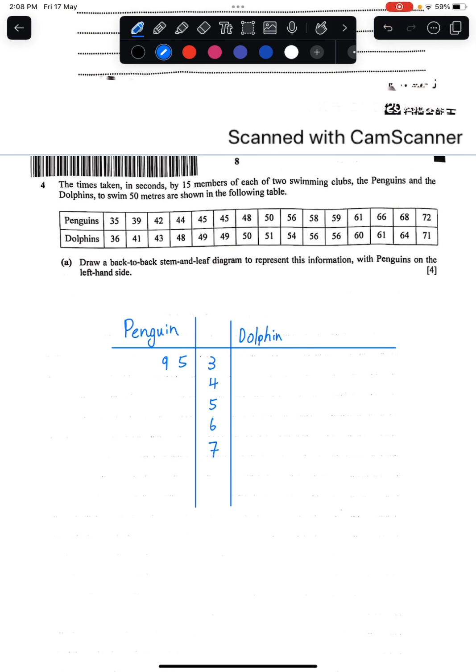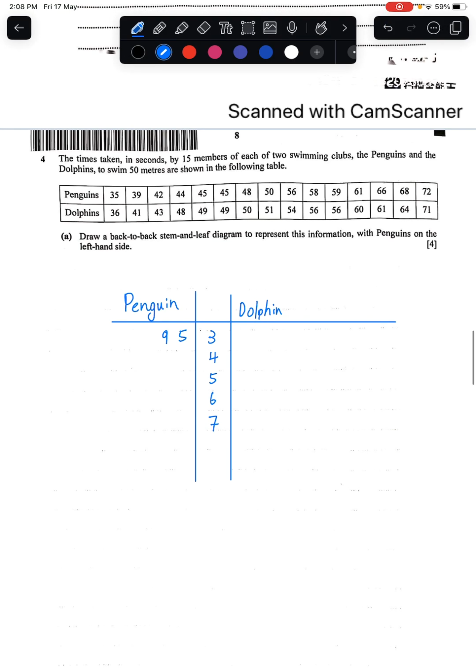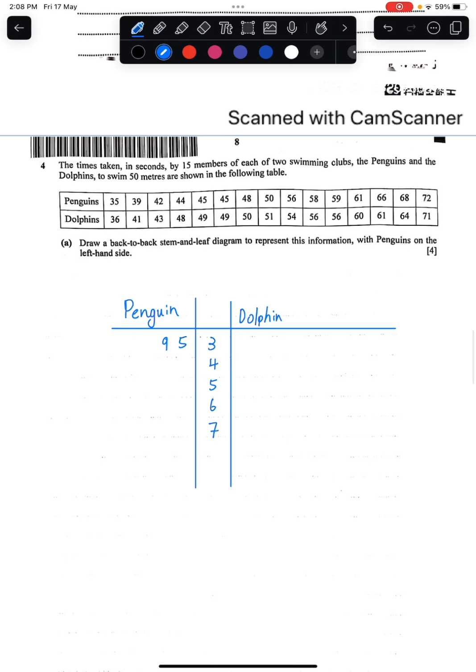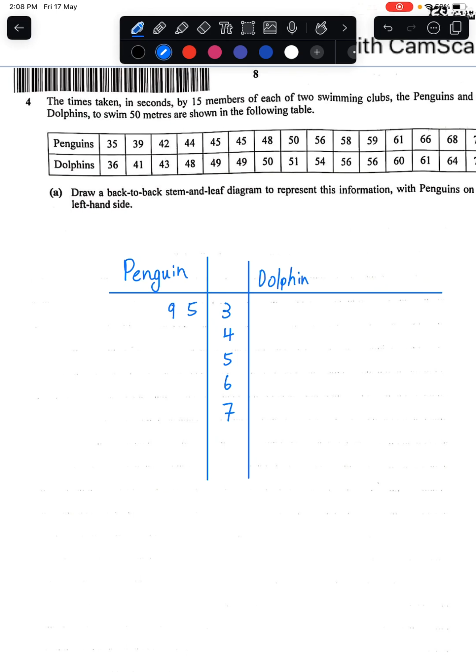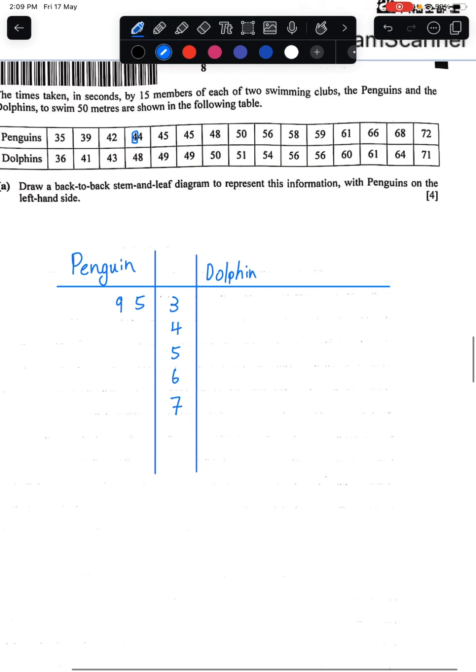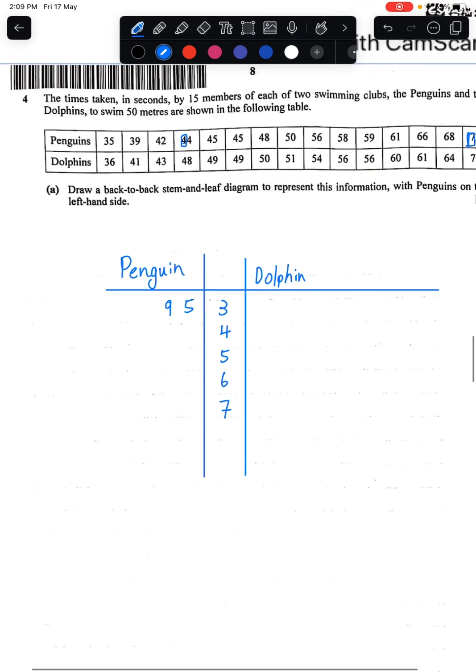Okay, question 4 is the easiest question in this paper, I think. It's just the back-to-back stem and leaf diagram. So I will quickly show you how to draw this. 3, 4, 5, 6, 7 represent the first digit, and the maximum is 7 here. So let's say 35, you put 5, 9, and 4. 42, you put 2, 4, 5, like that, and so on. If there are two 45s, you have to put two fives here.